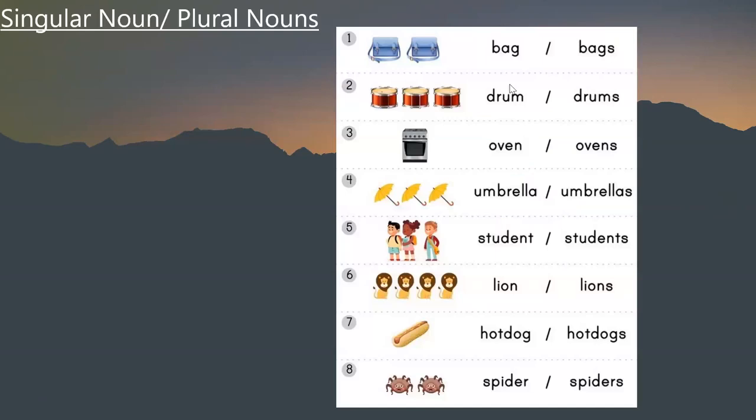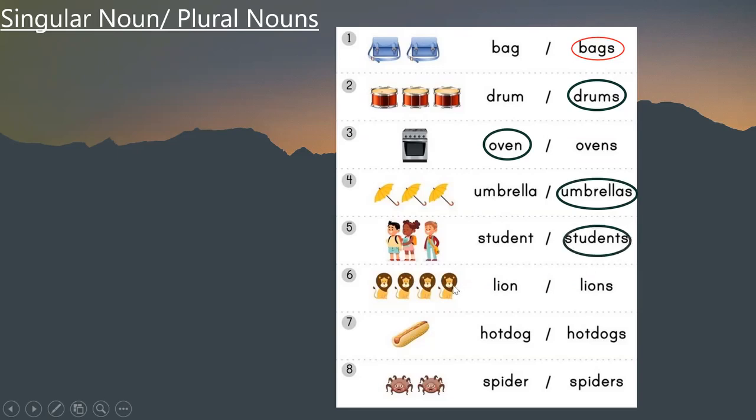Okay, and for this part, you have to write singular nouns and choose whether it's singular or plural. How many can you see in number one? Two. So we have to choose bags, B-A-G-S. Next, drums. How many drums? Three, so drums. One oven. Three umbrellas. Students. Yes, good job.